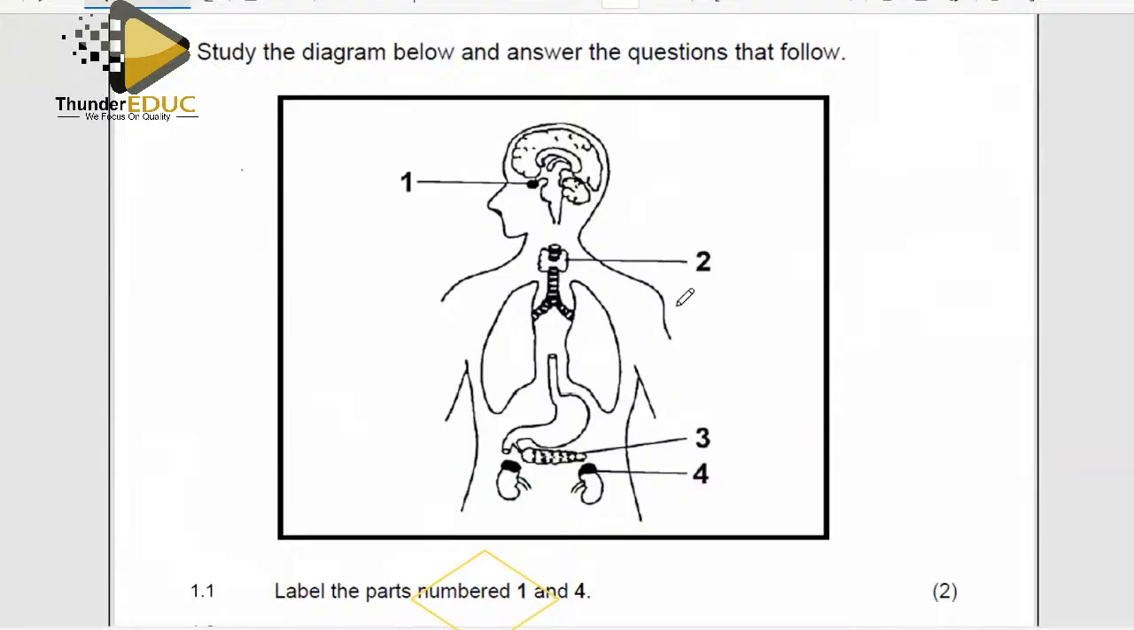Guys, unmute and tell me. Everyone must unmute and then tell me. Number 1 is the pituitary gland. Number 2 is the thyroid gland. Number 3 is the pancreas, and number 4 is the adrenal gland. And then this one is the hypothalamus. All right.